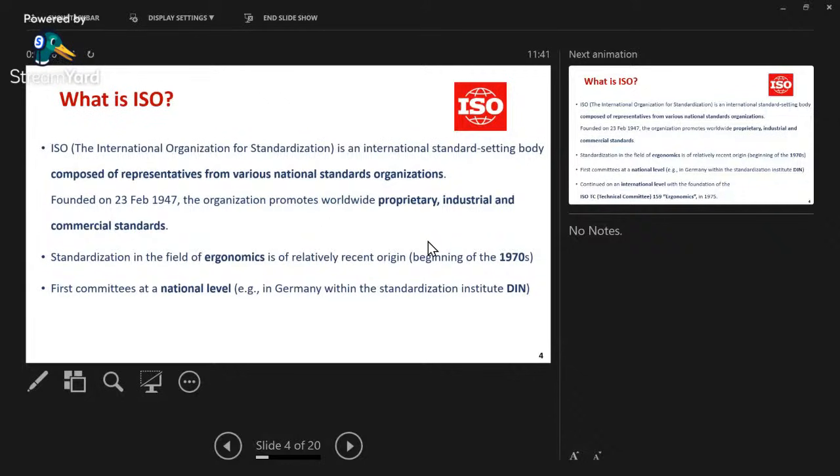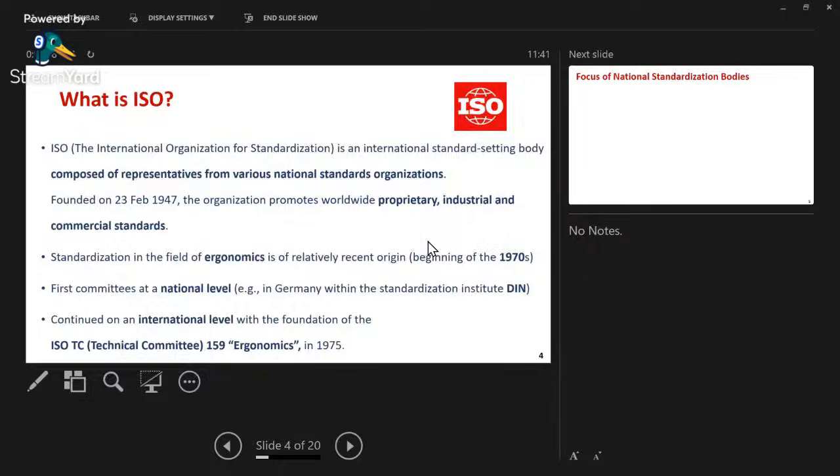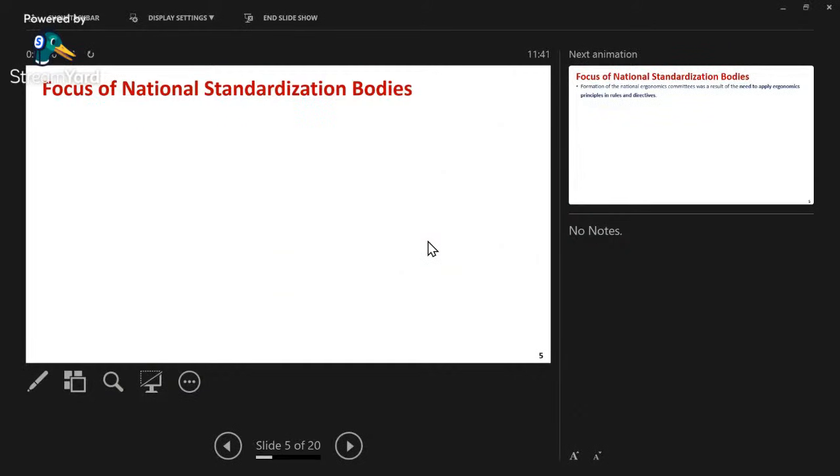which started from the German standardization norm, DIN, and they started it, and the other countries added to it. Now, the focus of the national standardization bodies. I said that the ISO is an international organization, but they are all composed of the different national standardization bodies. So these national standardization bodies have their own ideas, they have their own agenda. What is the focus of the national standardization bodies?